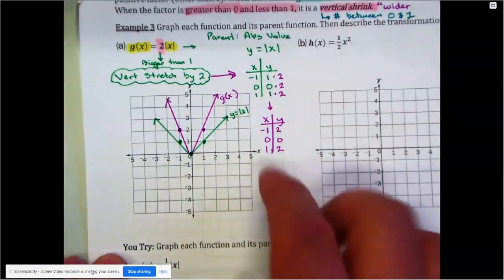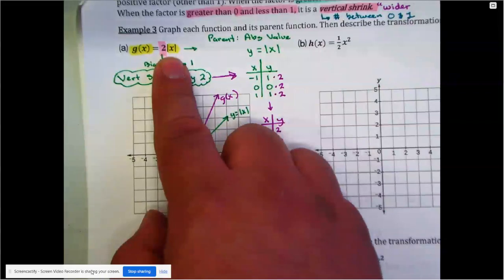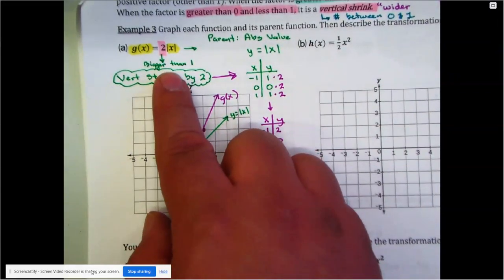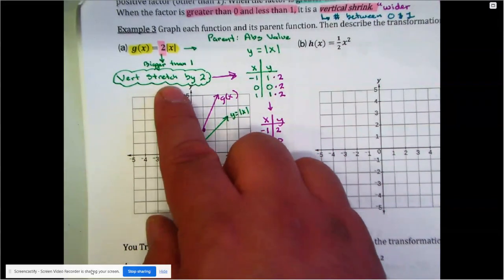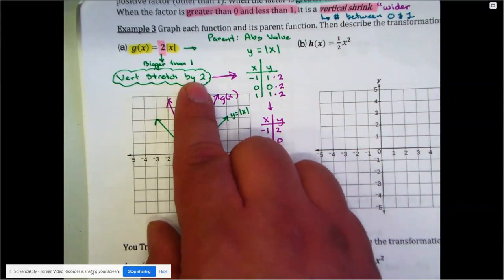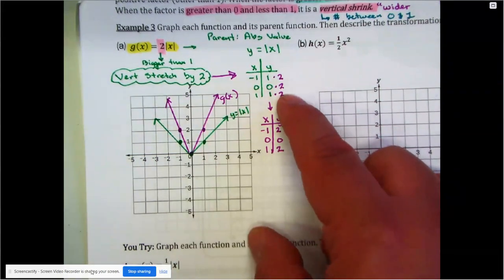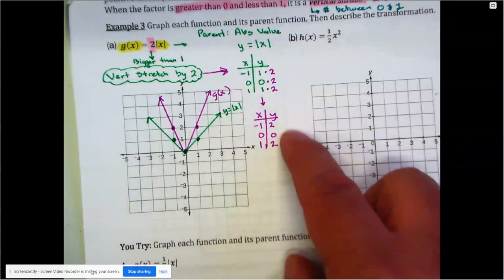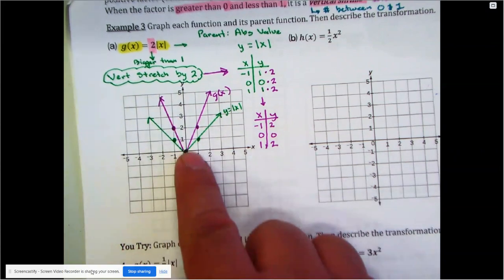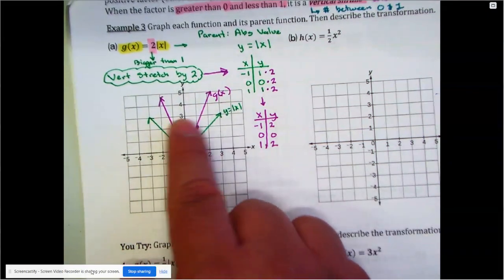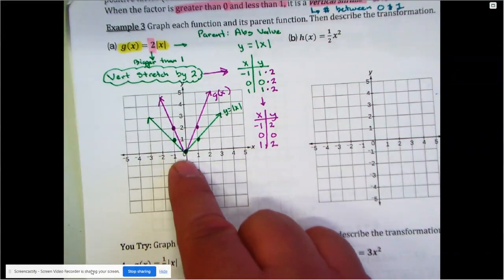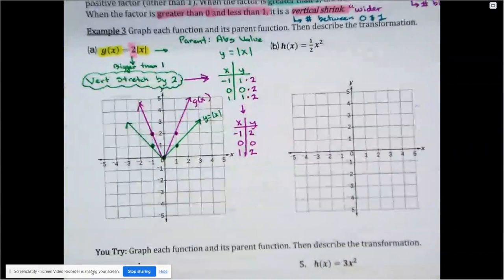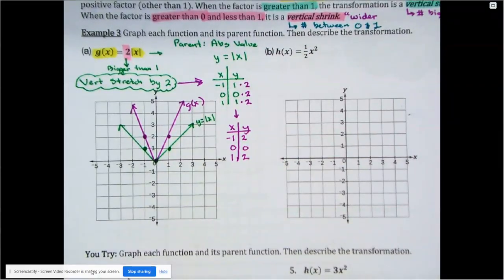So that's why when we saw this problem, we see that the number 2 is bigger than 1. And if the number 2 is bigger than 1, then we're going to have a vertical stretch by 2. And then look at what we did. We took every single y value and multiplied it by a value of 2. Here's what we get after our multiplication. And when we drew our points, look at that. We have that more narrow, or that purple one is skinnier than the original parent function. And so that's what we're doing here. We're practicing our vertical stretch and our vertical shrink. So let's get started with the next one.